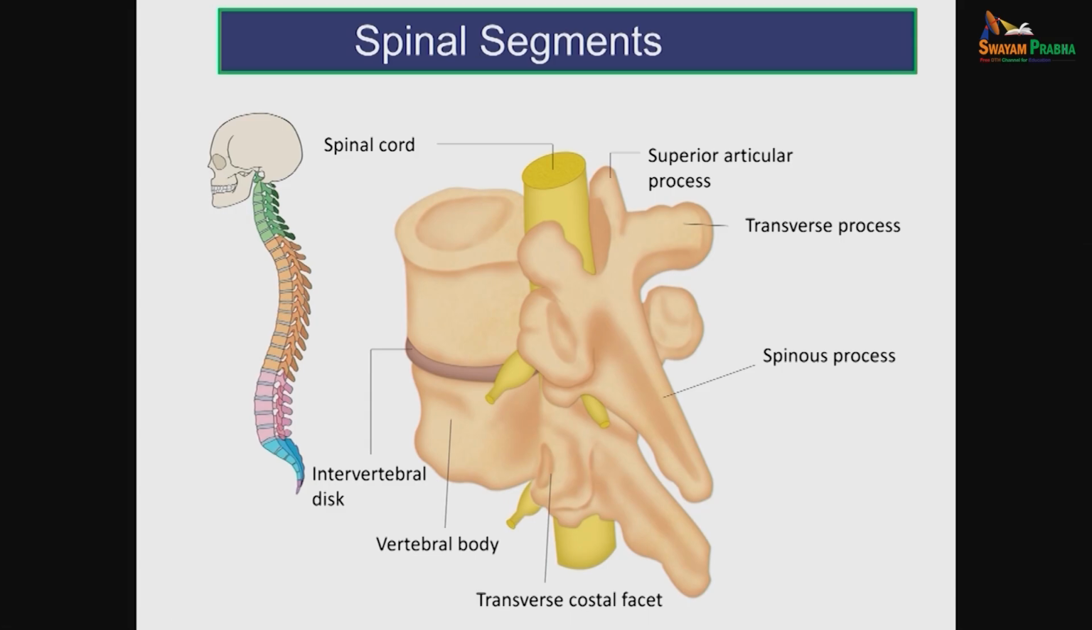Next, we will be talking about spinal segments. So, what is a spinal segment? In this picture, you can see that the spinal cord is within the vertebral column and you can see the trunk of the spinal nerve emerging through the intervertebral foramina. We will look at the details in the next slide.